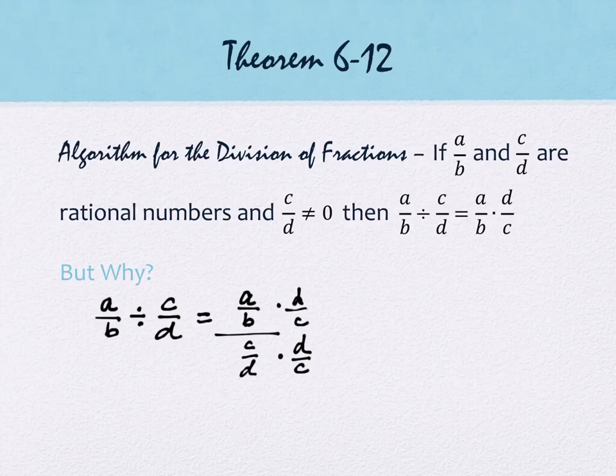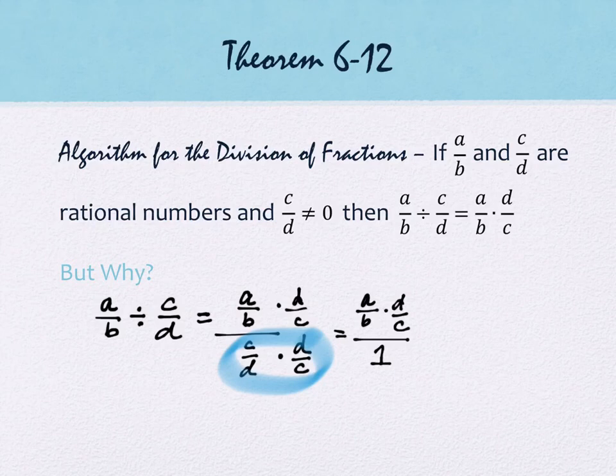The beautiful thing, of course, in the denominator is that when I did that, what is c over d times d over c? It's 1, right? So in the numerator, I get a over b times d over c. In the denominator, I get the number 1. And what is anything divided by 1? Itself. So I end up with exactly what I was proclaiming to be the case, that I'm allowed to flip the fraction, the second fraction, upside down and make it multiplication instead of division.